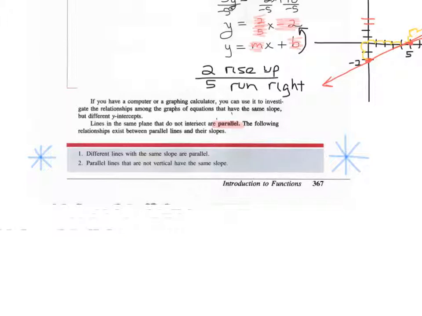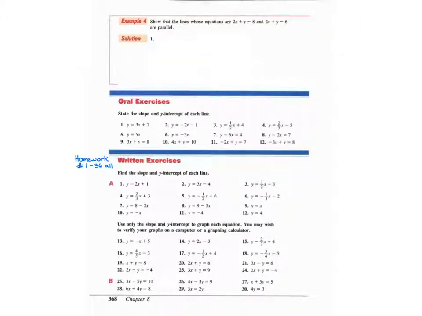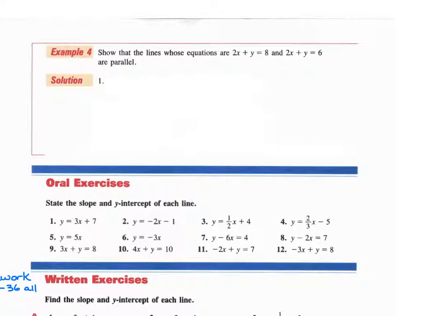So let's look at an example. The way that you're going to be asked on the test this week is they're going to say, come up with an equation to the line that's parallel to this, and they're going to give you a specific point. And we're going to practice this. But on this example 4, all they want you to do is show that these two equations are parallel.